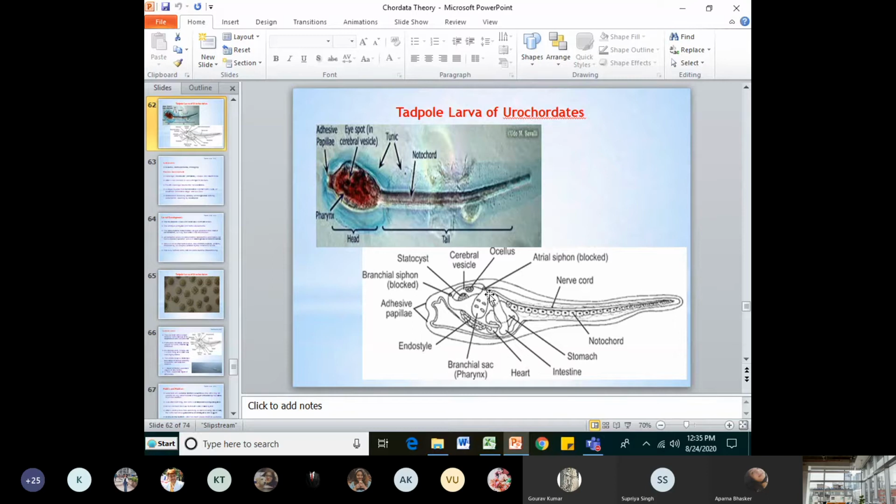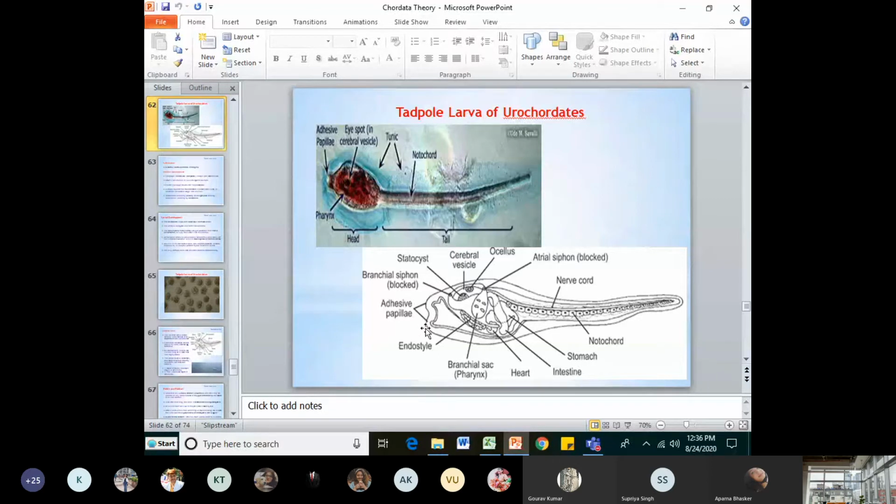And you can also see the atrial siphon, which is blocked right now. So that means the main body cavity within the body is blocked here, so it is of no use for the larva. Although it will become functional when it attains adulthood, at this stage it is not functional. You can see the endostyle as well in the head region, and you must be remembering, because I had discussed the endostyle, that it is something that filters out the incoming water current, so it helps in feeding.